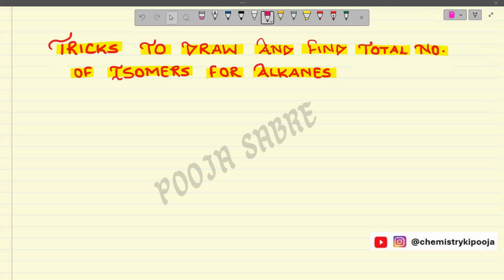In this lecture, I'm going to discuss a very simple trick to draw and find the total number of isomers for alkanes. Now remember, in order to write down the isomers of alkanes, it takes a lot of time. But I'm going to share a super trick to find out the isomers within a short time. Okay, so let's start with the topic.